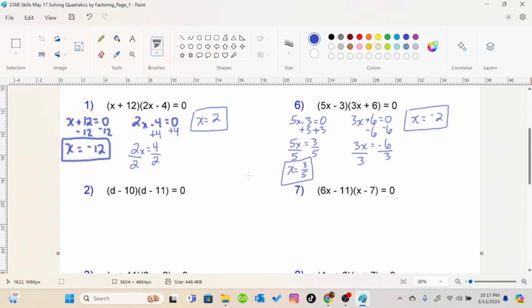Number 2. We'll set the first factor, d minus 10, equal to 0. Add 10 to both sides, and you get your first answer, d equals 10. Or you set the second factor, d minus 11, equals 0. You add 11 to both sides, and you get your second answer that d equals 11.